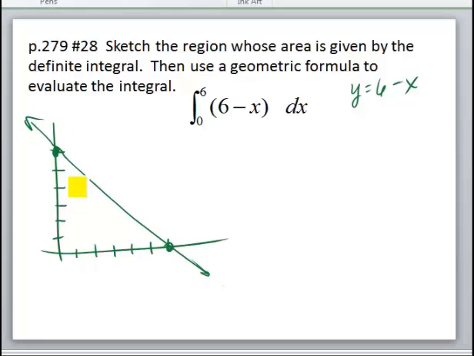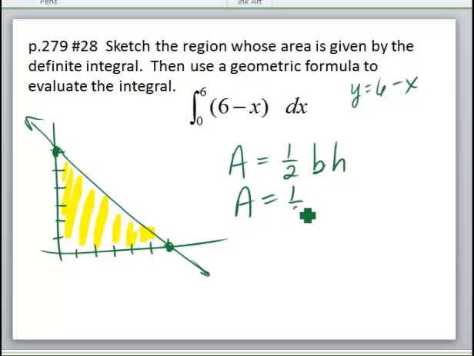So I'm looking for the area underneath this curve. And what I have is the area of a triangle. So I'm going to say area equals 1/2 base times height. I look at the triangle and I can see the base of it is 6. And I can also see the height of it is 6. So the area of this triangle ends up being 18.